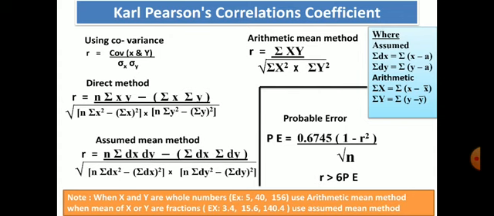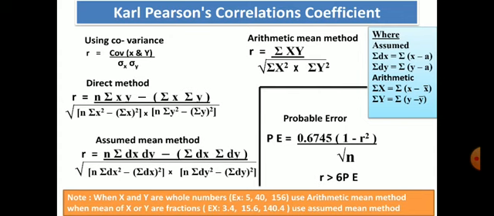And the arithmetic mean method: why does this formula not contain the bigger values? Because we know that the deviation taken from the actual mean will be 0. That's why this formula will be reduced to r is equal to summation xy divided by square root of summation capital X square into summation capital Y square. See, the notation that we are using: dx is nothing but the deviation taken from the assumed mean of x.